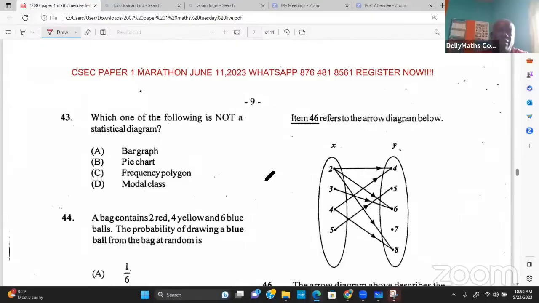43 says, which of the following is not a statistical diagram? So this is a diagram. This is a diagram. This is a diagram. This is not a diagram, right? Modal class is an idea, right? It's not a diagram. So we have that.